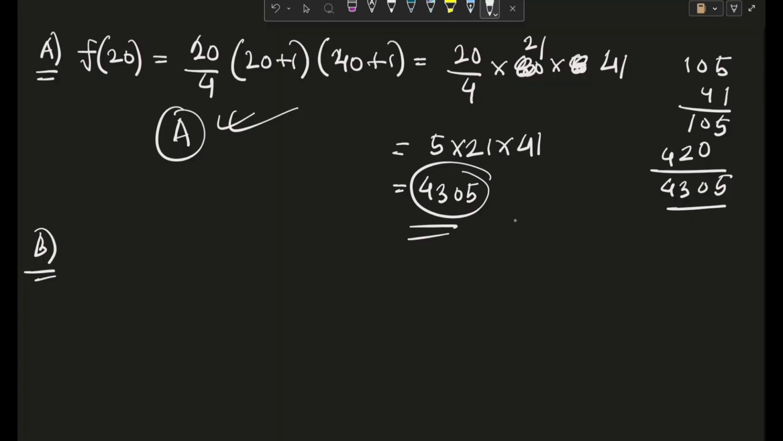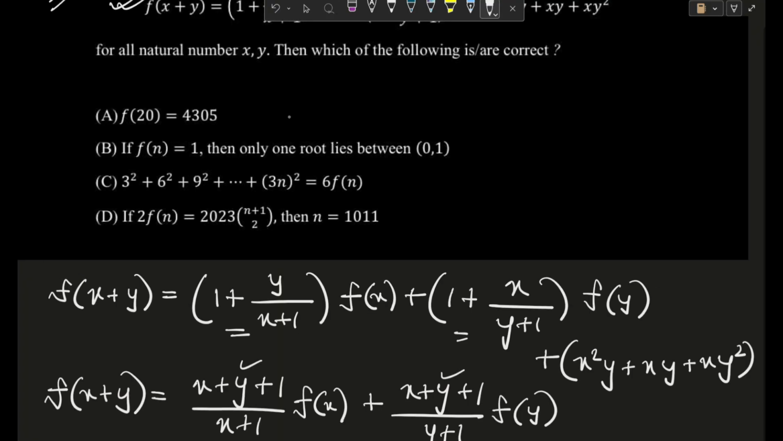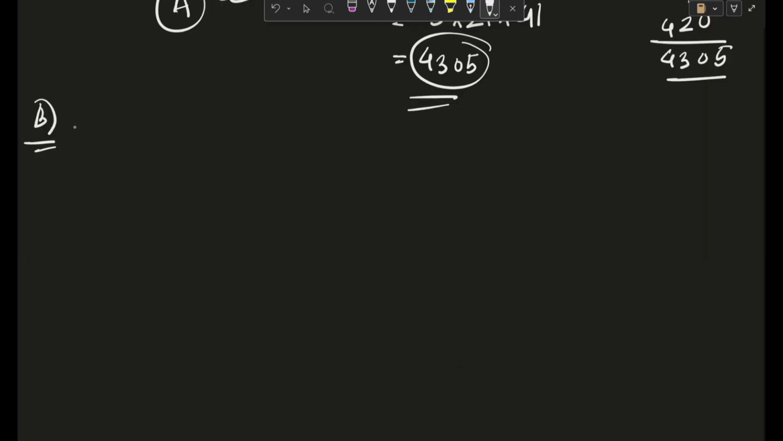In option B, I will just read it out for you once. Option B reads that if f of n is equal to 1, there lies only one root between 0 and 1. So a little bit of calculus is also involved here. For that we have to check the sign change. So let's check it. First we put f of n equal to 1, so that will give us n into n plus 1 times 2n plus 1 is equal to 4.